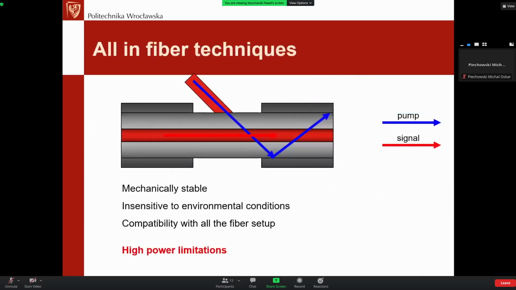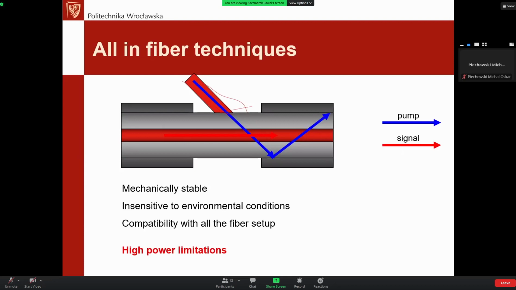So regarding the development of this high power technology, all the first focus was put on these so-called all-in-fiber techniques, the techniques for coupling the pumping radiation and signal radiation into such a double clad fiber in a completely fiber way. So the first approach could be something like that. We are just simply putting the fiber from the side, connecting these pumping fibers in some way to this double clad fiber, and it should work more or less.